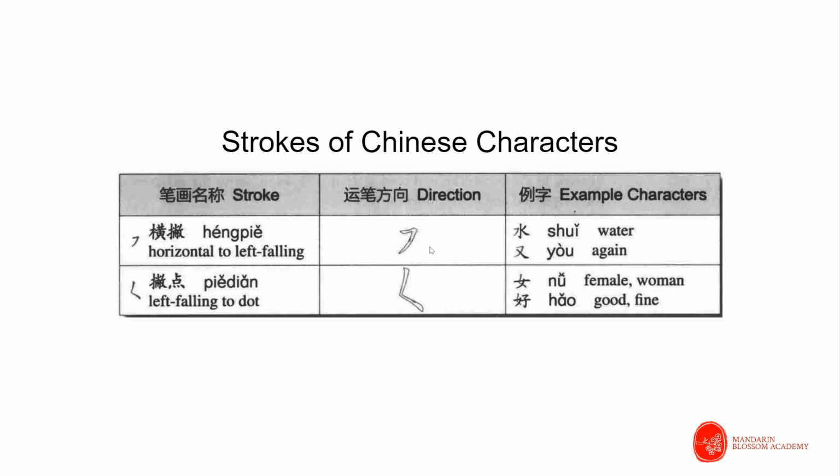And now can you find these two strokes in the example characters? So this horizontal to left falling is here and here. And the second one, left falling to dot, is here and here.